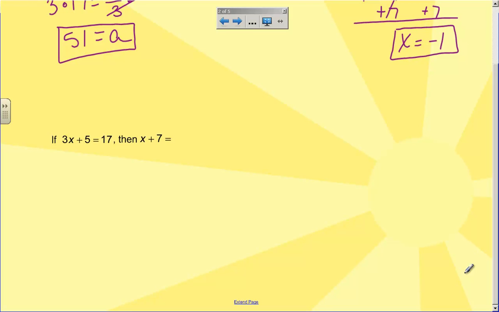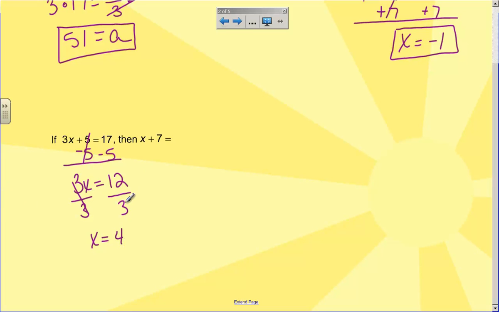Well, we can't figure out what anything equals till we know what x is. So we're going to ignore this x + 7 part, and we're going to solve this equation they gave us, 3x + 5 = 17. To do that, I'm going to subtract 5 on both sides. And so when I do that, I have 3x = 12. To undo my multiplication, I divide both sides by 3, which gives me x = 4. But that's not my answer.